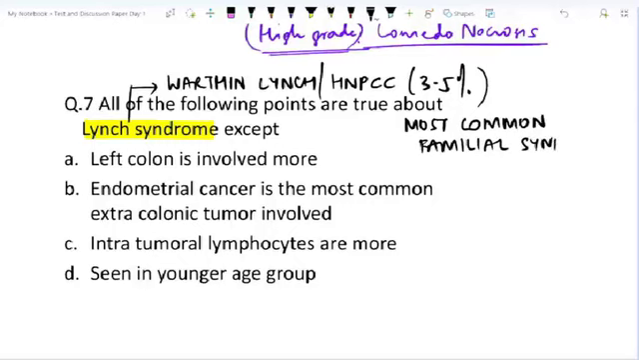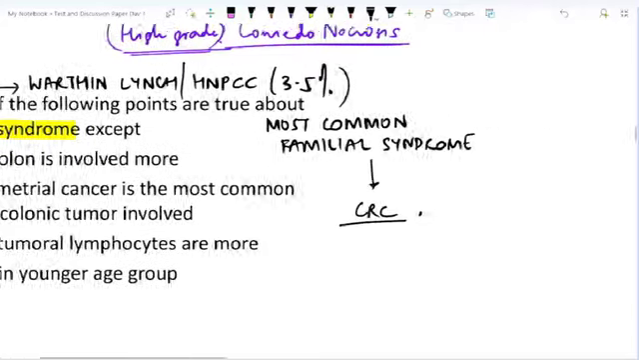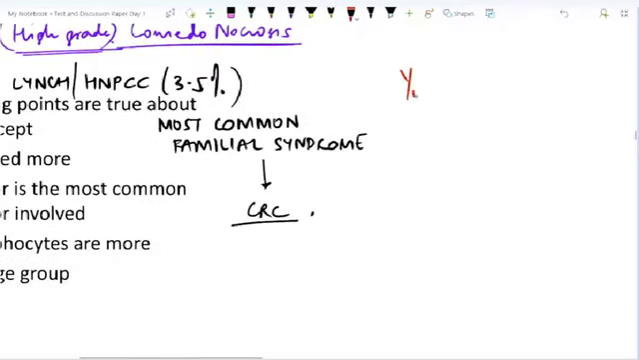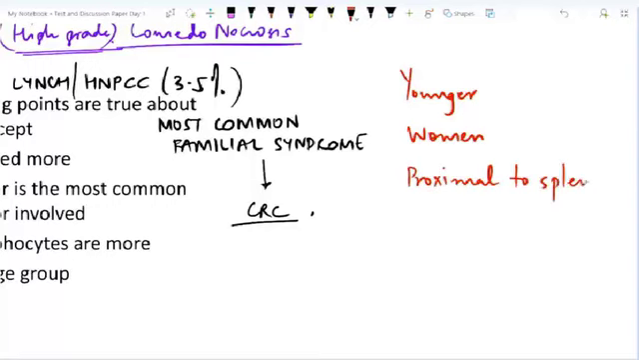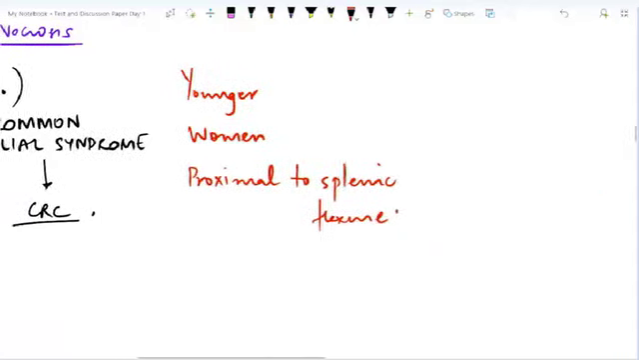Familial syndrome, cancer syndrome leading to colorectal cancer. Now the features of this are very interesting. First of all, it is seen in younger patients. It is seen more in women. It is seen mostly on the right side. In fact, the classical description that CAP gives, the College of American Pathologists, they say that proximal to the splenic flexure is the most common site.